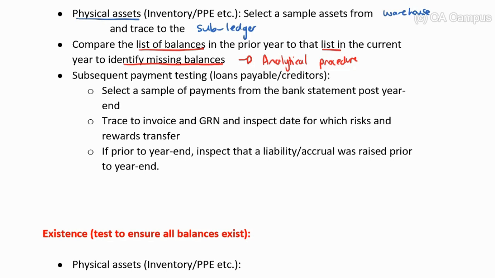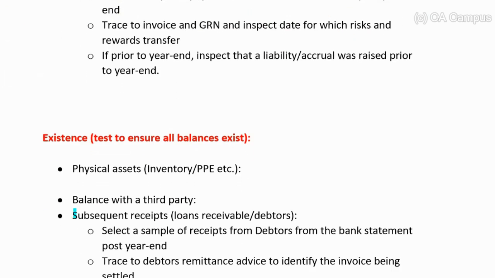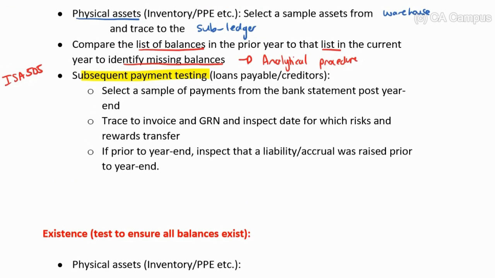And then guys, I said to you, ISA 505 had additional procedures in the event that you were unable to get an external confirmation for creditors and or debtors. And for creditors, they had that additional procedure which they said was subsequent payment testing, and for debtors, which we'll look at under existence, there was that subsequent receipts. Okay, so subsequent payment testing is going to help us to identify any potential missing creditors or loans.